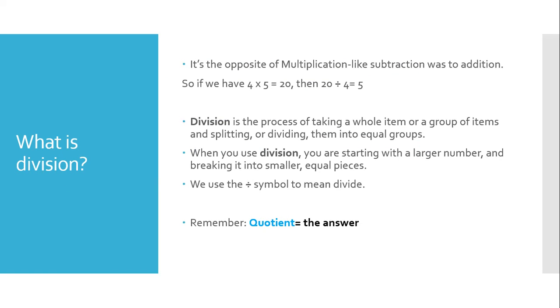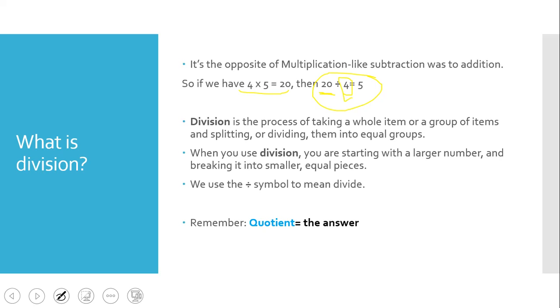It is when we take a whole item or a group of items and then we split or divide them into equal groups. So when you use division, you start with a bigger number and then you break it into smaller equal pieces. If we think about it as the opposite of multiplication, like subtraction was to addition, then because we know that 4 times 5 equals 20, then 20 divided by 4 equals 5, okay? And remember, we started with the bigger number here, and then we divided it into 4 equal groups, and then the answer is 5. So it's just the reverse of multiplication.